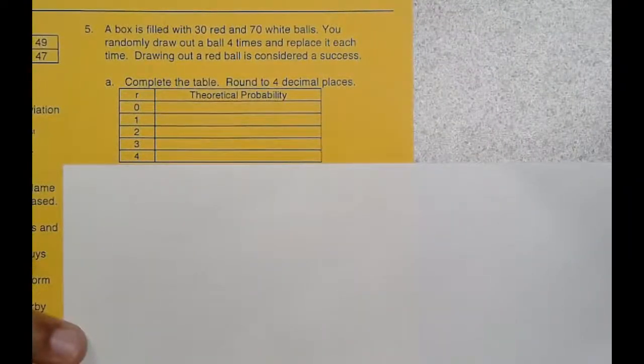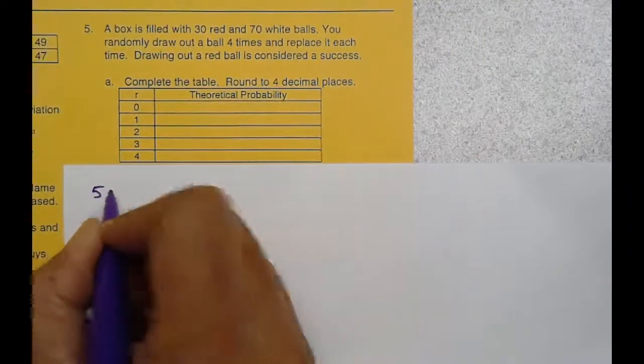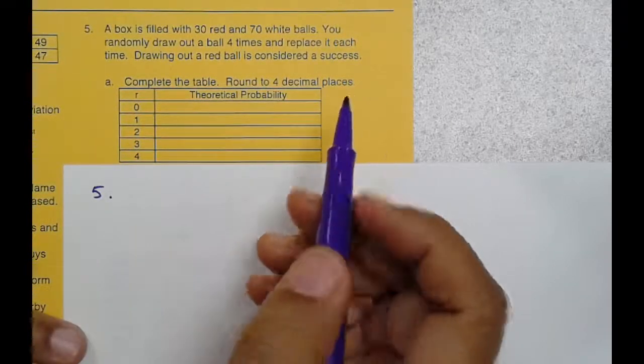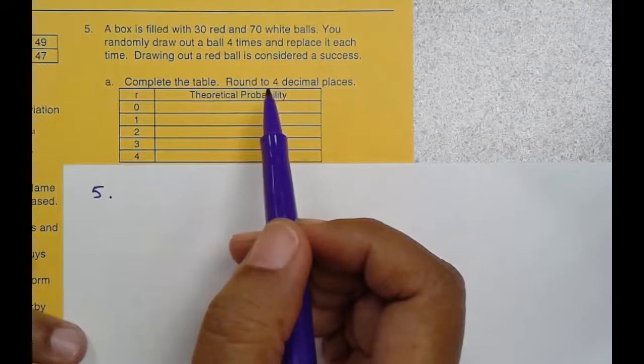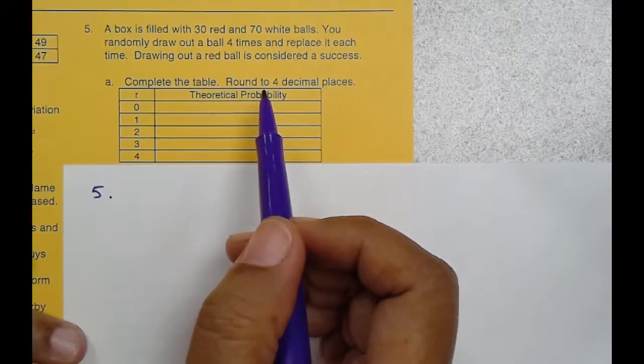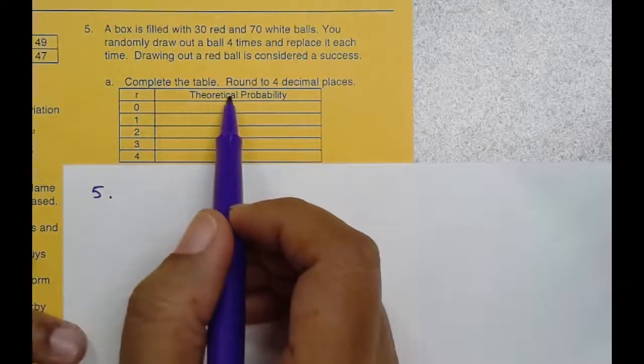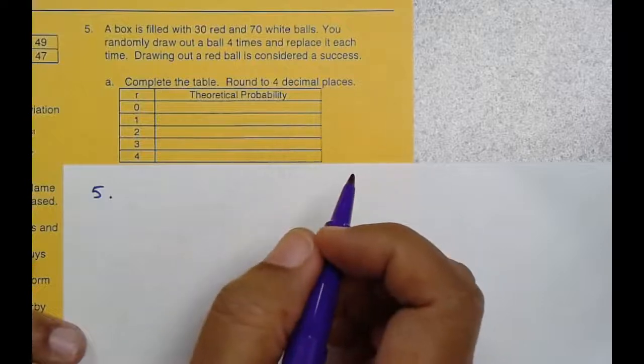Okay, we're continuing on with number 5. And number 5 says that a box is filled with 30 red and 70 white balls. You randomly draw out a ball 4 times and replace it each time. Drawing out a red ball is considered a success. So we're going to complete this table and we're going to round it off to 4 decimal places.